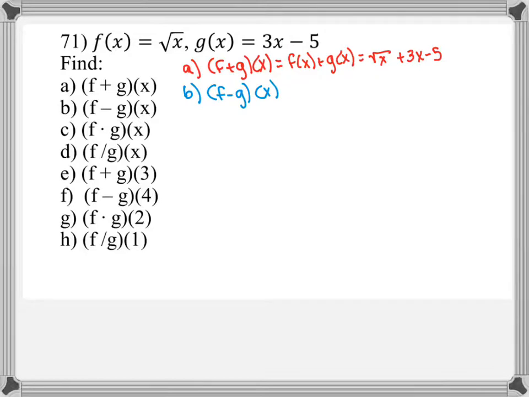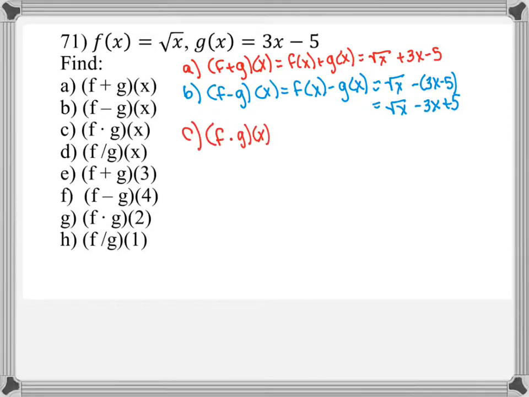B is asking for f minus g of x, which is equivalent to f of x minus g of x, or the square root of x minus the quantity 3x minus 5. If I distribute that negative, I get the square root of x minus 3x plus 5.